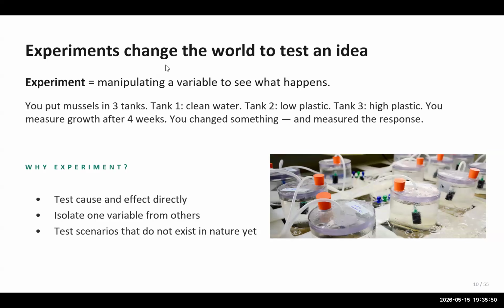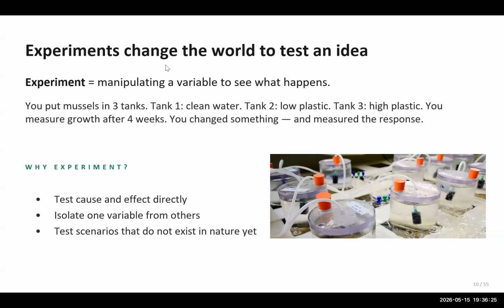So now experiments. Experiments are different because in an experiment, you can change something on purpose to see what happens. For example, imagine you have 3 tanks with mussels. In one tank, you have clean water conditions. In another tank, you put some microplastics or plastic pollution. And in another tank, you put a lot of microplastics. And then you wait, for example, 4 weeks and measure how the mussels are doing, how they grow. So you change, in this case, the plastic level, and you measure the response of the mussels.